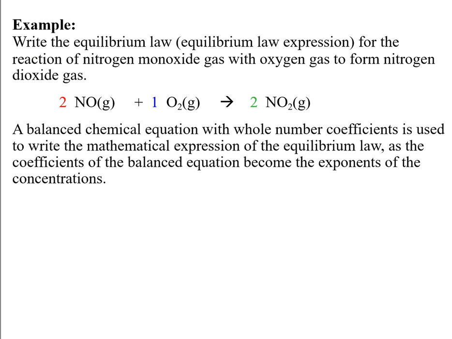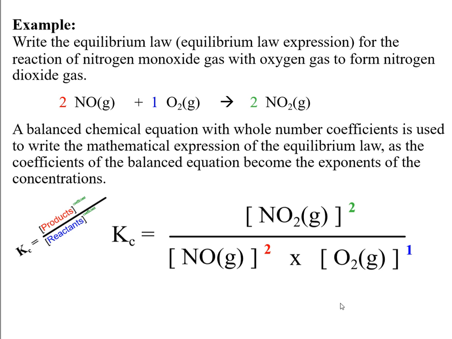Let's try an example. Write the equilibrium law expression for the reaction of nitrogen monoxide gas with oxygen gas to form nitrogen dioxide. A balanced chemical equation with whole number coefficients is used to write the mathematical expression of the equilibrium law, as the coefficients of the balanced equation become the exponents of the concentrations. Remember that the equilibrium constant is products over reactants, and the coefficients are their exponents. It is therefore very important that before you answer, you make sure that the equation you have is completely balanced correctly.